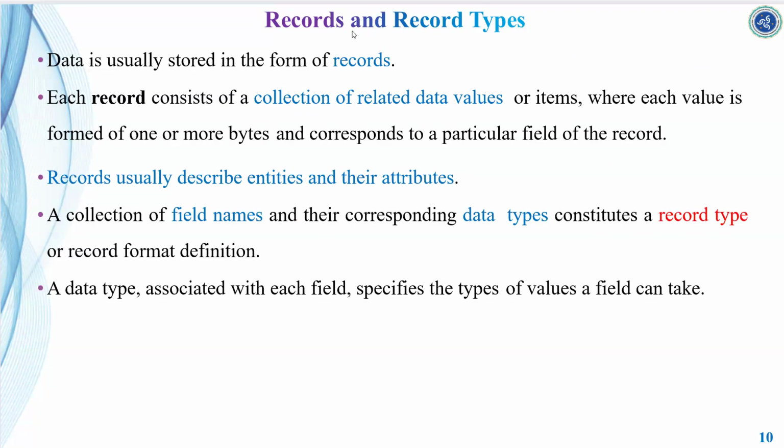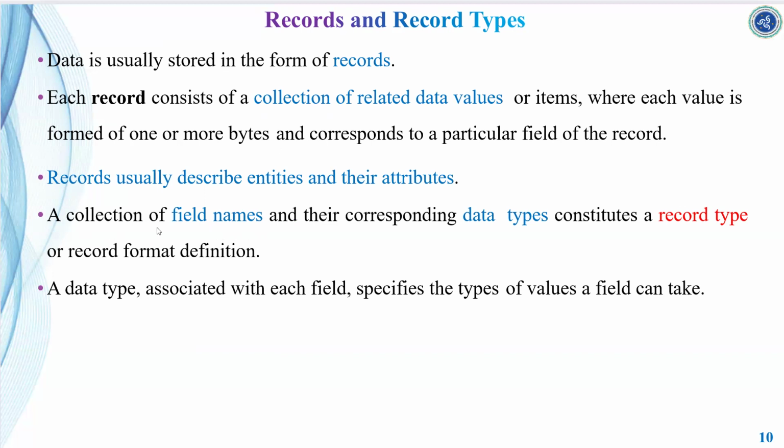Next one is records and record types. So what is data? Data is stored in the form of records. What is a record? A collection of related entities or related attributes we can call a record. Each record will have related data values; the entities, the attributes, and their relationships, we can store as a record.